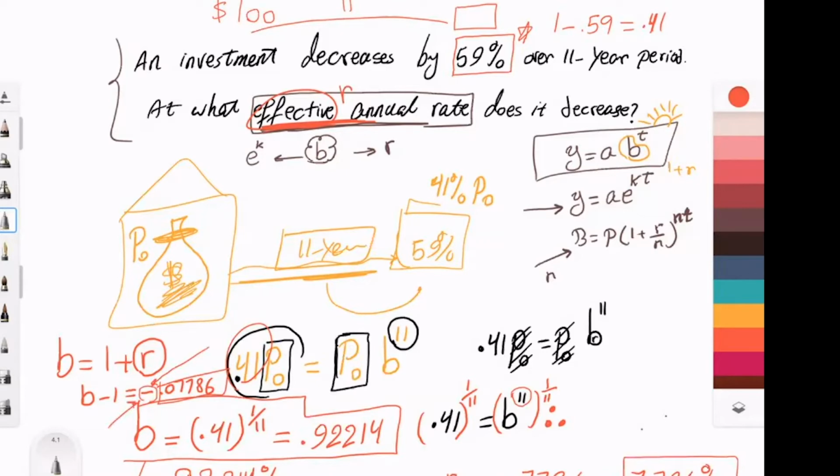7.786%. On your homework, you should not put a negative number. You should ask, is it increasing or decreasing? When you put decreasing, it means you will take care of the negative sign.